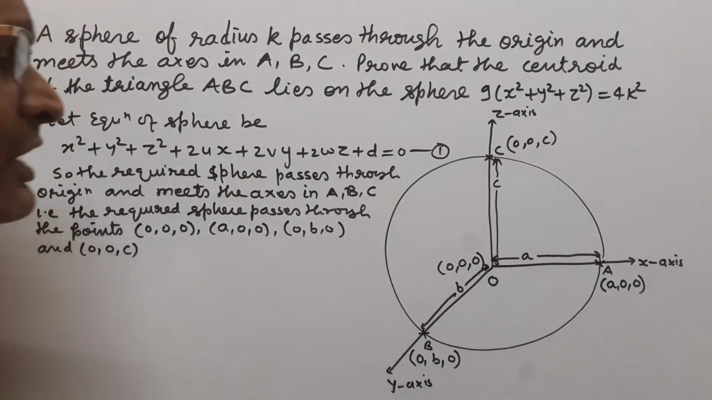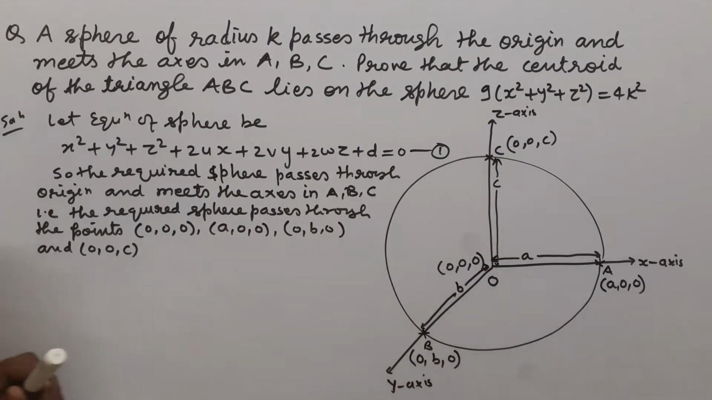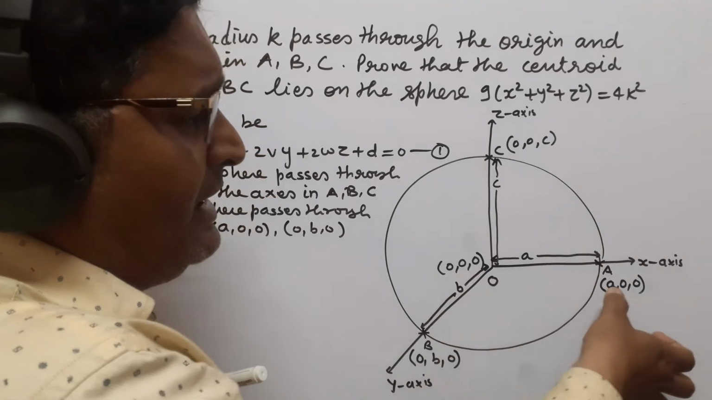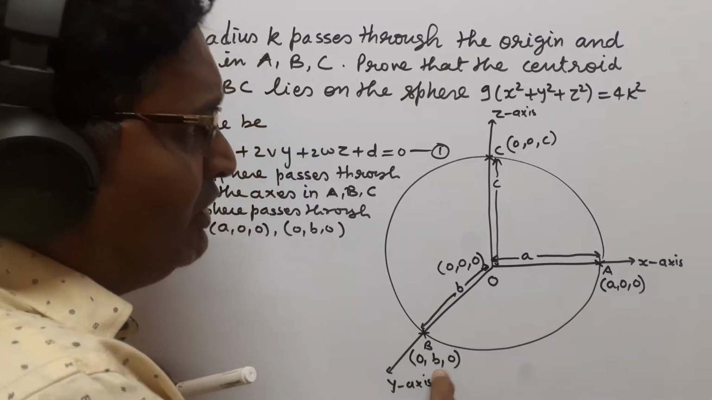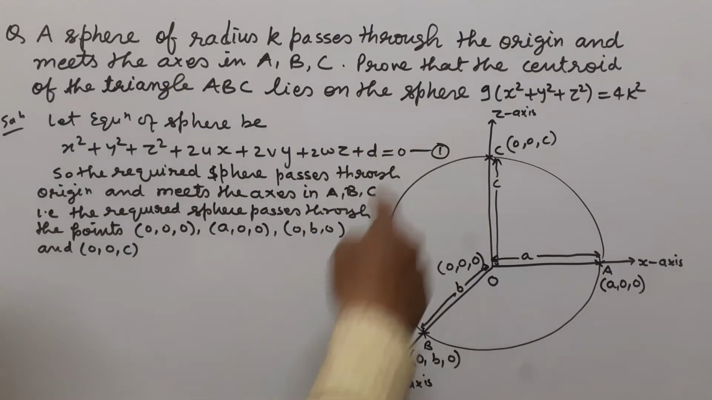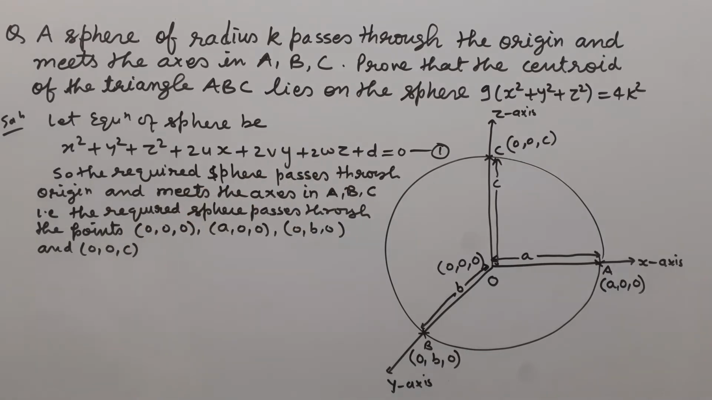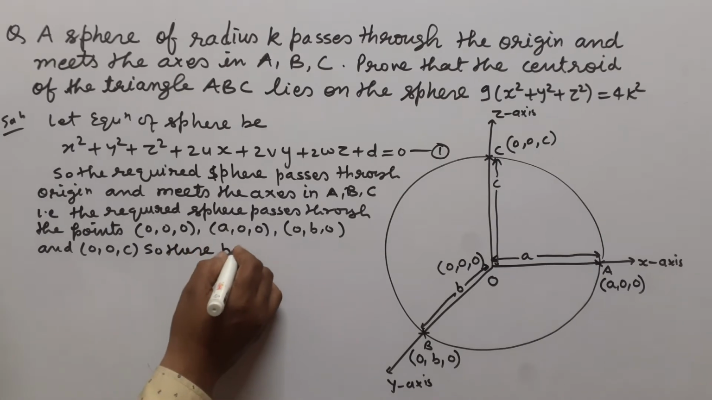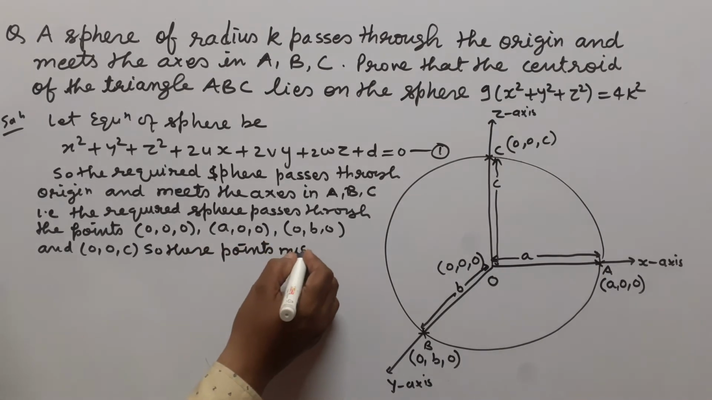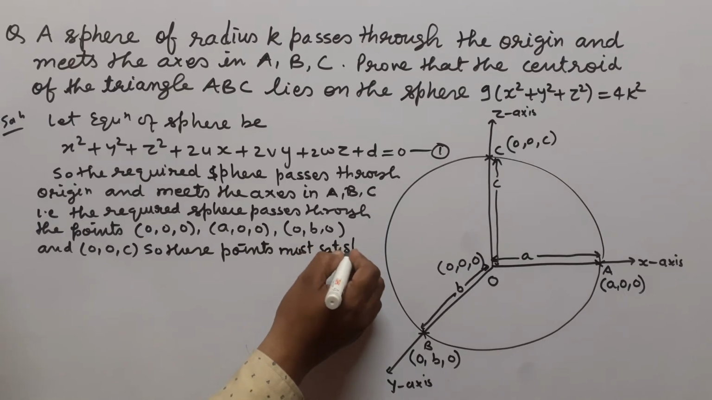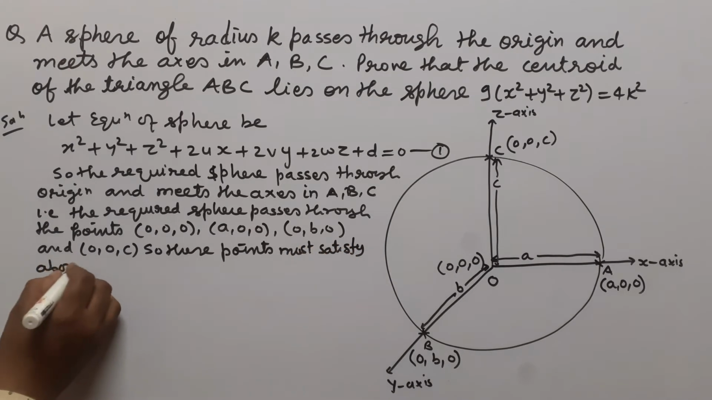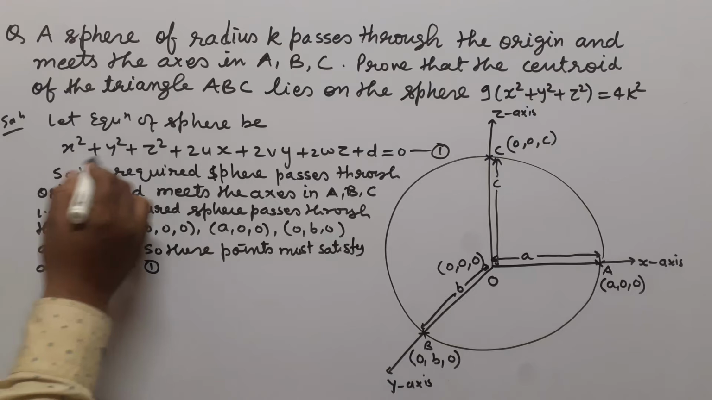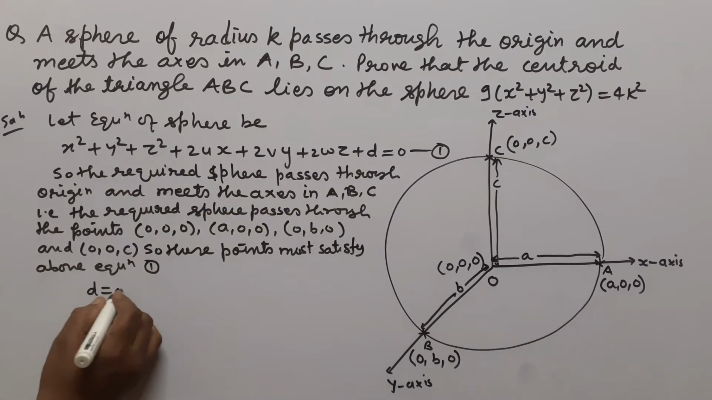Now we can see from this figure that this sphere is passing through the 4 points 0, 0, 0; a, 0, 0; 0, b, 0; and 0, 0, c. So these points must satisfy the above equation 1. Now when we put the first point 0, 0, 0, we get d is equal to 0.